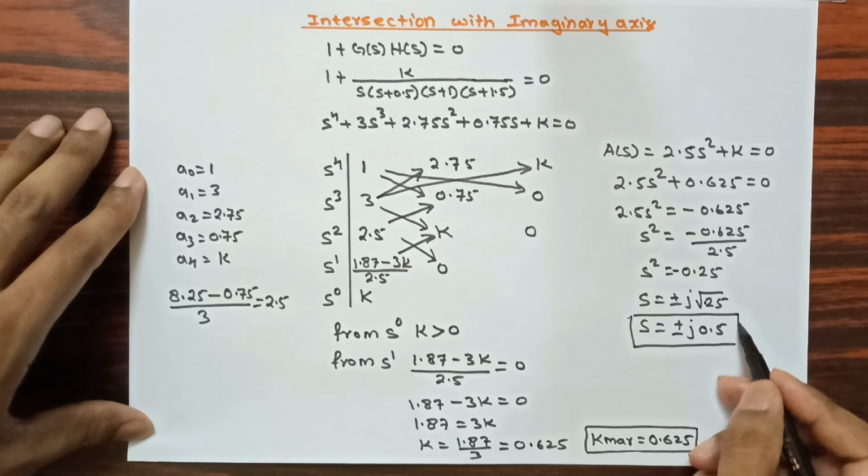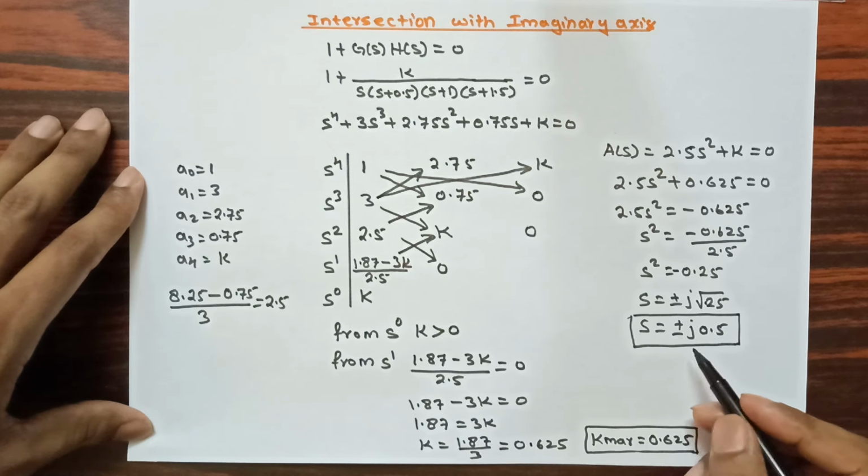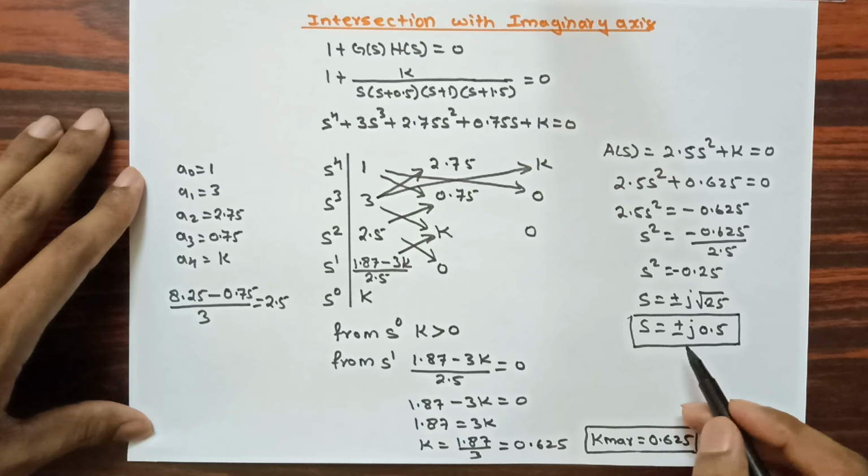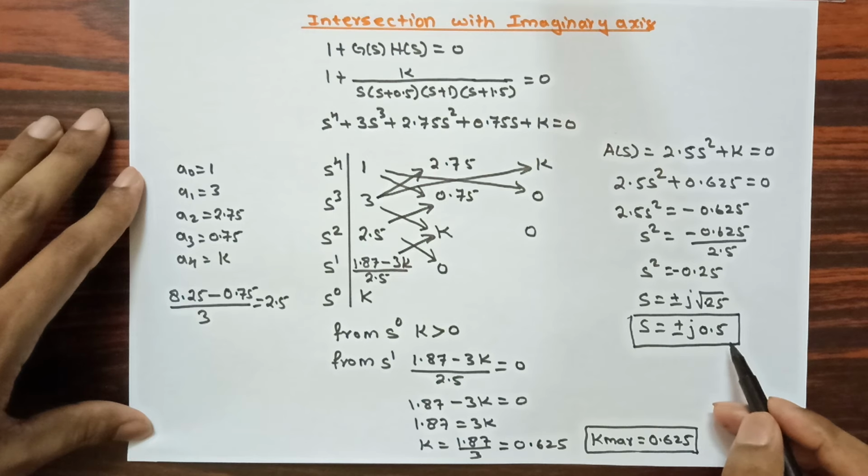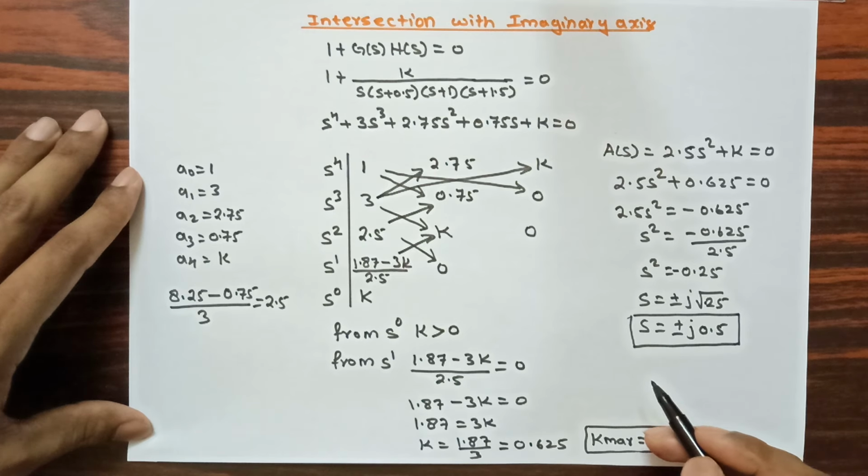This is the intersection with imaginary axis. Now this is the value of the intersection with the imaginary axis: s is equal to plus or minus j 0.5. Next we are going to sketch the root locus.